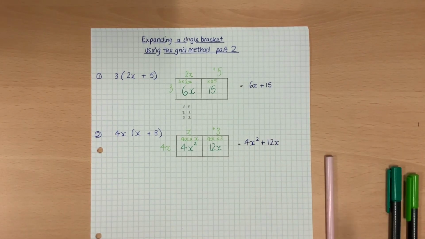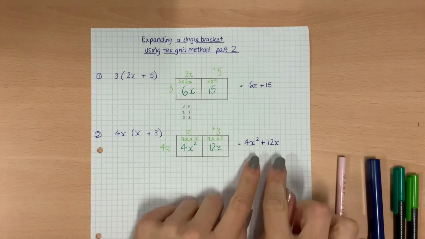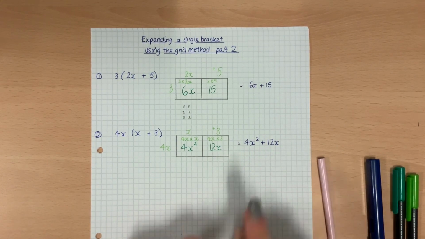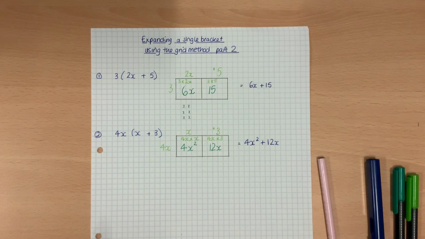Now the question here is, am I allowed to turn that into 16x to the power of 3 or 16x squared or something else? The answer is no. These two are still different. This is an x squared and this is x. So because they're not the same, you can't put them together. So it's just simply whatever answers are in the box are your answer.